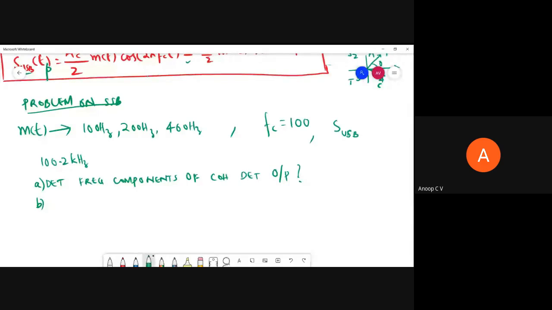Repeat the same for a single sideband modulated signal with only LSB retained. So this is the question.